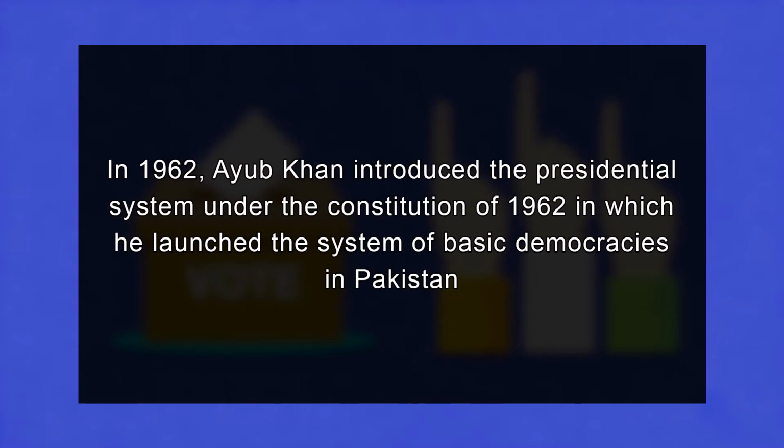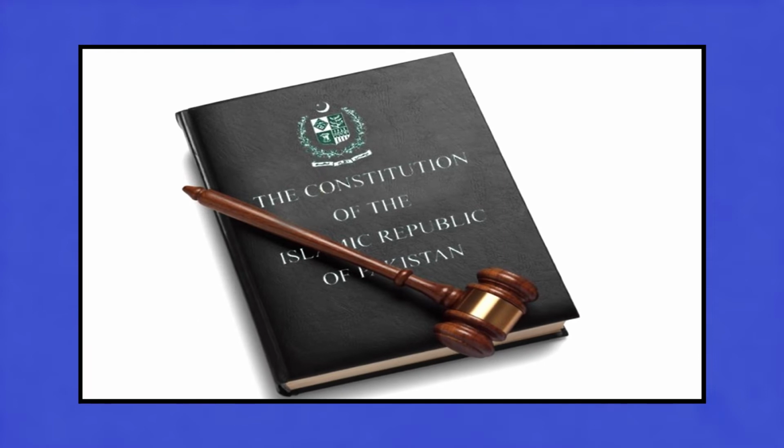In 1962, Ayub Khan introduced a presidential system under the Constitution of 1962, in which he launched the system of basic democracies in Pakistan. However, due to corruption, rigging in elections and nepotism, this system also could not succeed in Pakistan. After the martial law regime, the new civilian government introduced a new constitution in 1973.